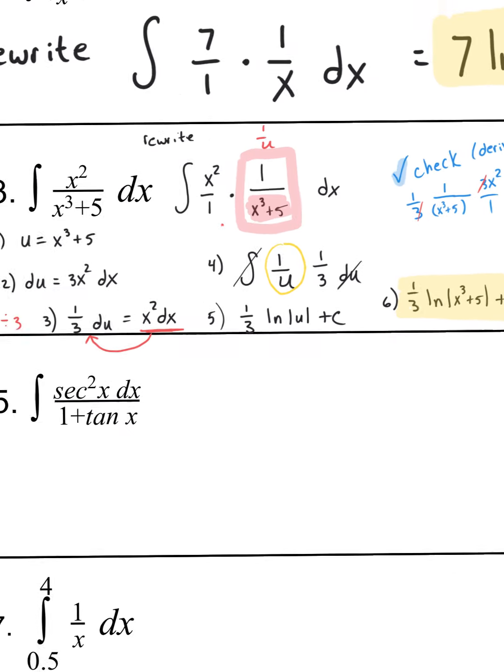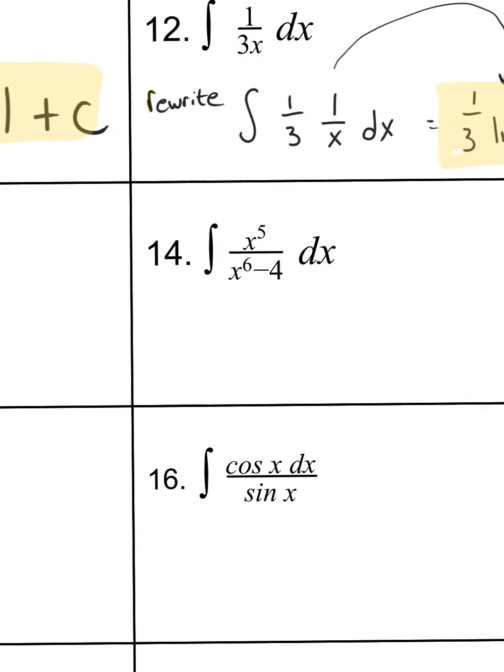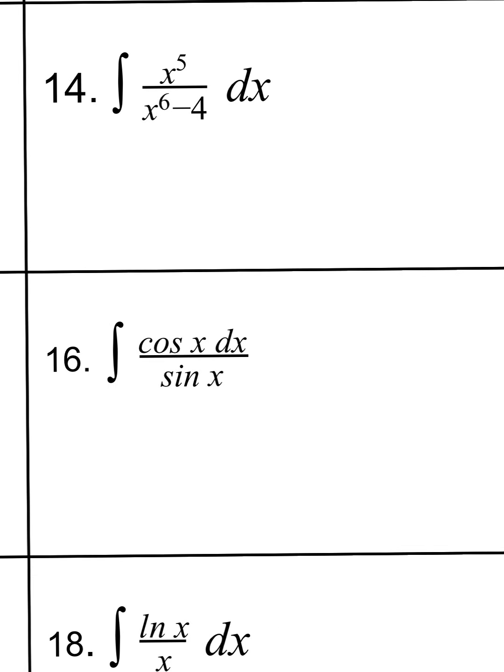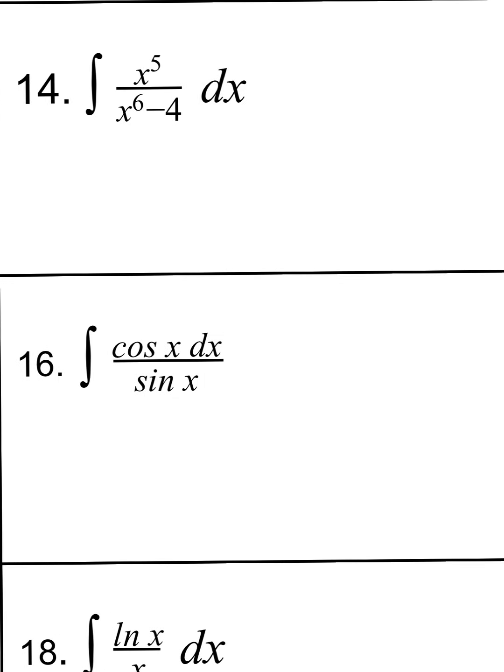Okay, let's keep going. Let's do another one. 14. This is a very similar type of problem. It's a fraction. There's nothing we can do to simplify it to make it easier. So this is u substitution. Again, pull it apart: the numerator over 1, 1 over the denominator, and then dx. So let's make u the denominator again: x to the 6th minus 4.